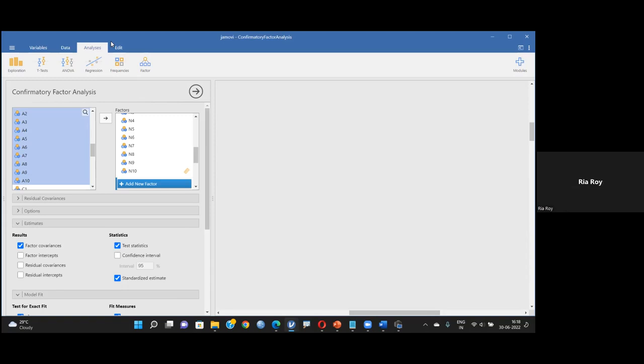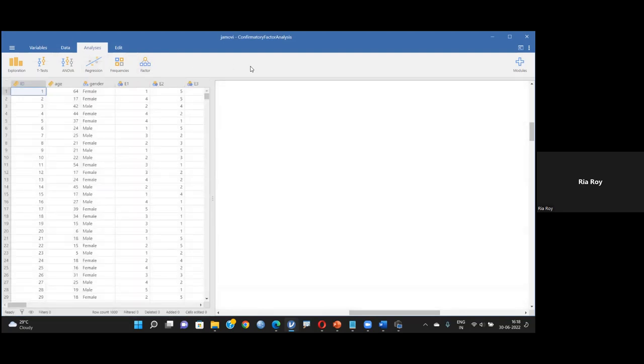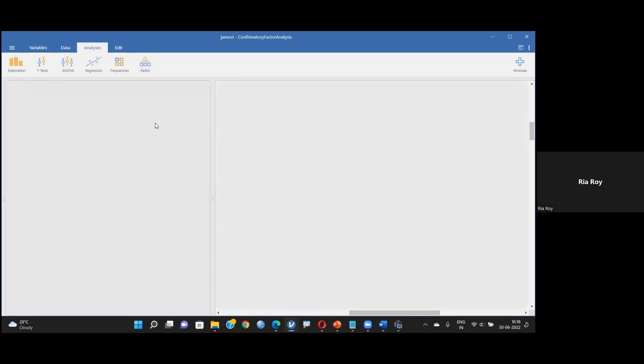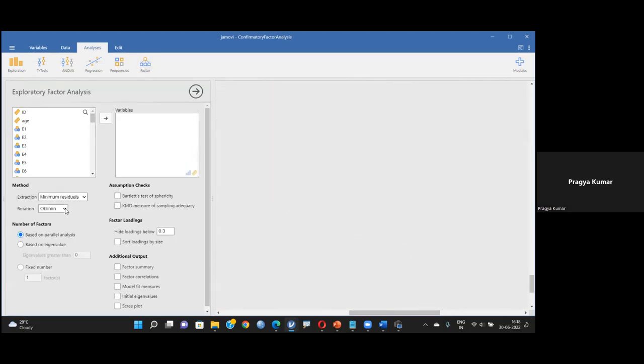Okay, ma'am. Did you get it? If we are using the principal axis, it is called a common factor analysis. I'll show you. See, this was the factor. If I click this exploratory factor, you will see there is an option of minimum residual, maximum likelihood, and principal axis. So if you use this principal axis, it is known as the common factor analysis.